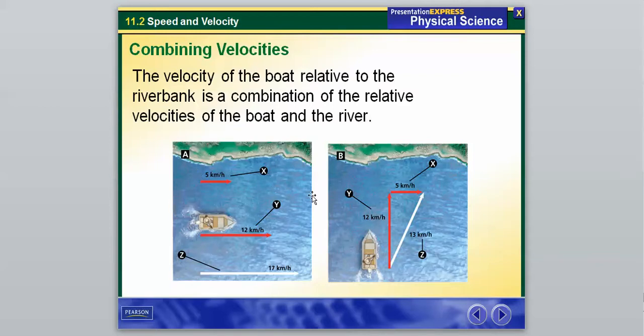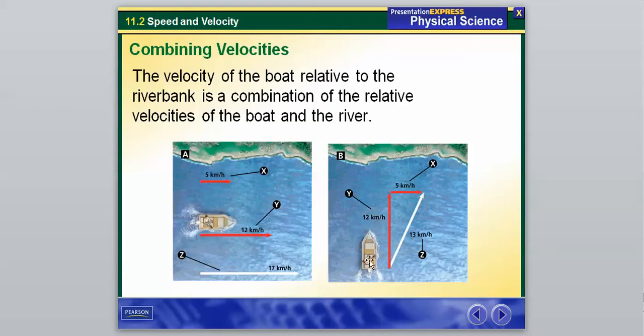When we talk about the riverbank, the river is flowing at 5 kilometers per hour, so we have to take into account that velocity to the right, and then the boat's moving 12 kilometers per hour on top of the 5 kilometers per hour from the river, so it's 17 kilometers per hour. They're in the same direction, so we simply add them.